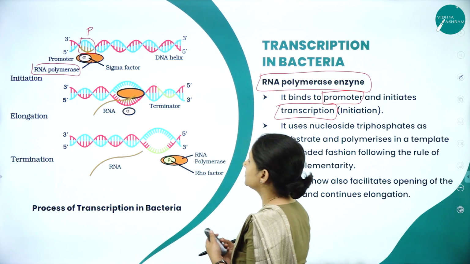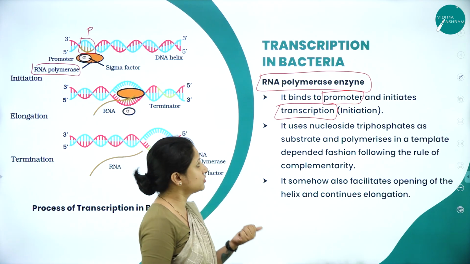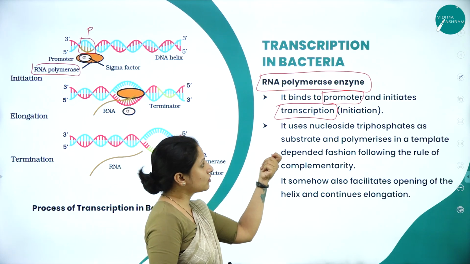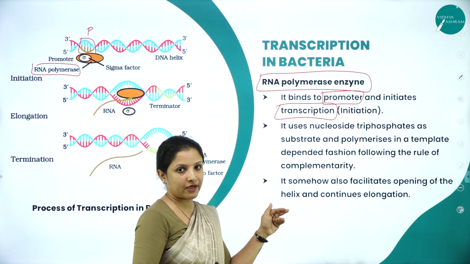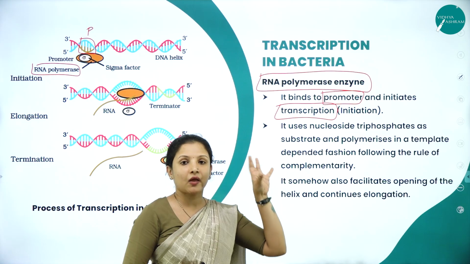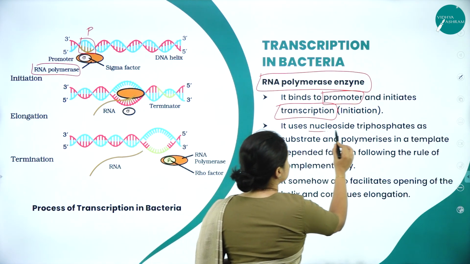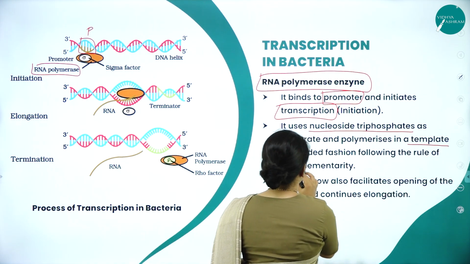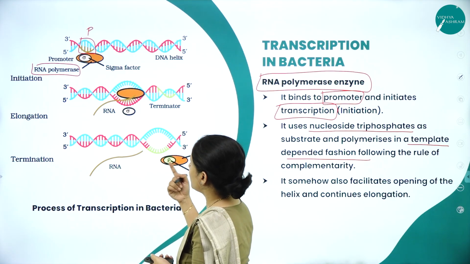It needs a substrate. It's just like replication. In replication also, there was a substrate called deoxynucleoside triphosphate, if you remember. But here it is nucleoside triphosphate. So the RNA polymerase will bind to the promoter region, use the substrate nucleoside triphosphate, and polymerize in a template dependent fashion. It will start synthesizing the mRNA strand. That is what will happen here.